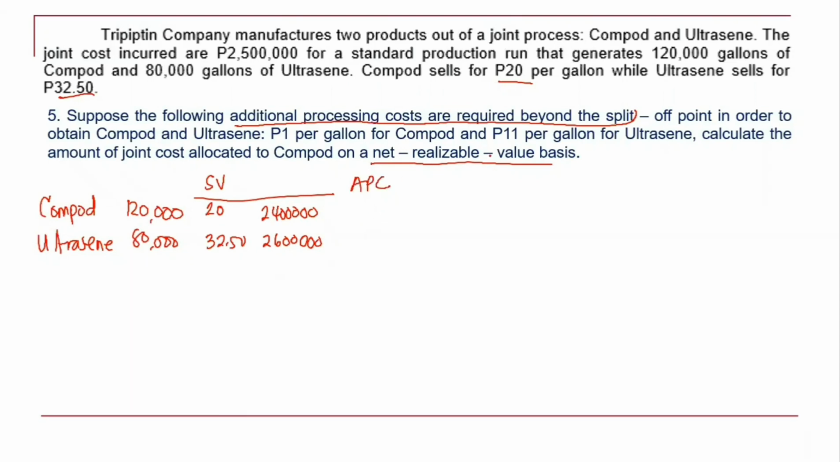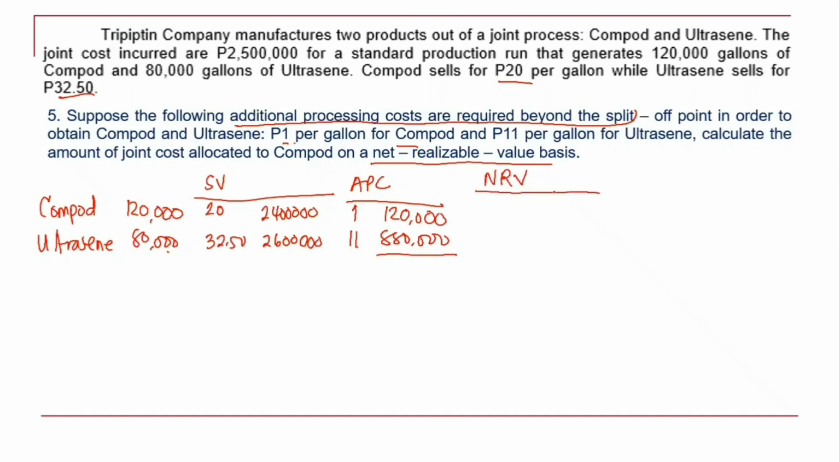Magkano kay Compod? Sabi niya, 1 peso per gallon for Compod, so piso. And 11 pesos per gallon for Ultrasin. Ayan. So magkano yung total nun? So it's 120,000 pesos plus 11 times 80,000, that's 880,000 pesos. So therefore, ang additional processing cost ay 1 million. Hindi naman yan yung basis. So huwag na natin i-total. Yung basis na lang i-total natin yung NRV.